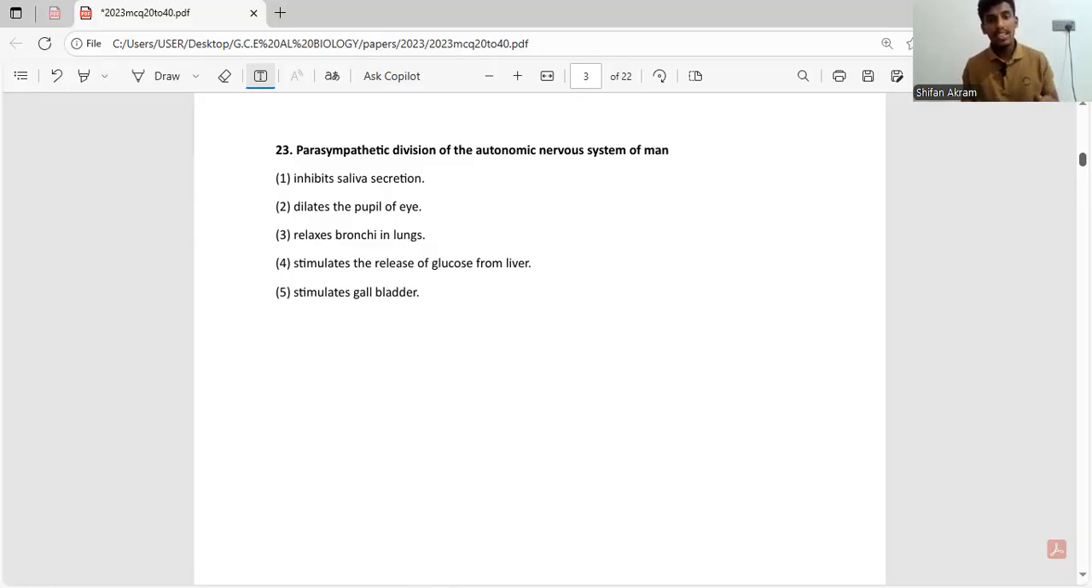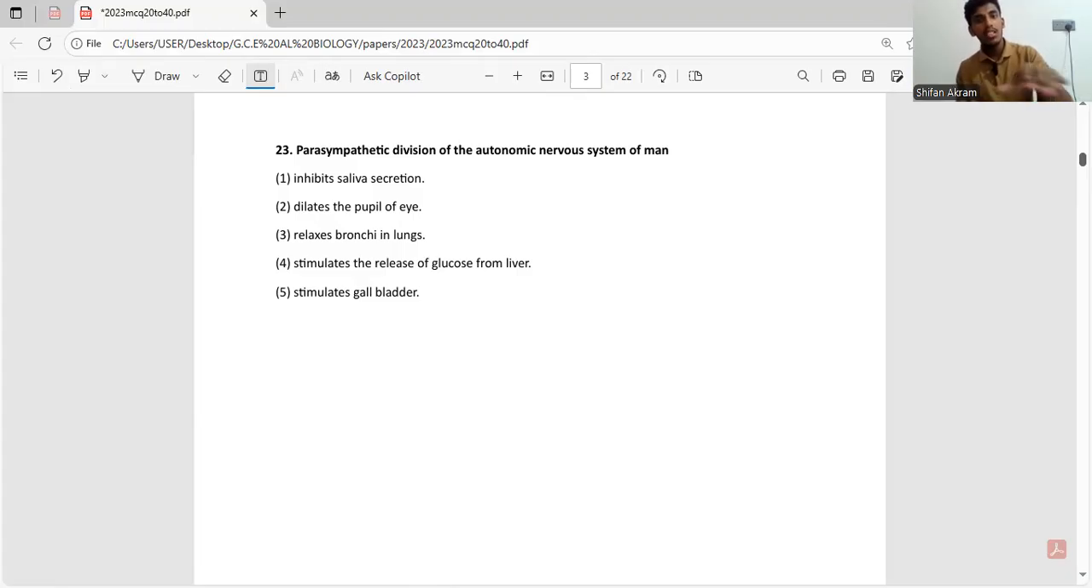Third, we have relaxes bronchi in lungs. We know parasympathetic nervous division means relaxing, right? But when we hear the word relax with bronchi, we think it is the right answer. No, it doesn't work that way, because when the bronchi are relaxed, more air can enter into the lungs. What happens when more air enters the lungs? More oxygen is inhaled. More oxygen, more energy is produced, and this occurs during sympathetic nervous activity, not during parasympathetic. Again, that statement is wrong.